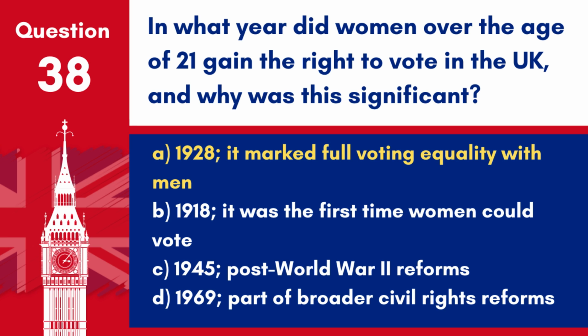Answer A. 1928. It marked full voting equality with men. Women over the age of 21 gained the right to vote in 1928 in the UK, achieving full electoral equality with men, which was a significant milestone in the fight for gender equality.